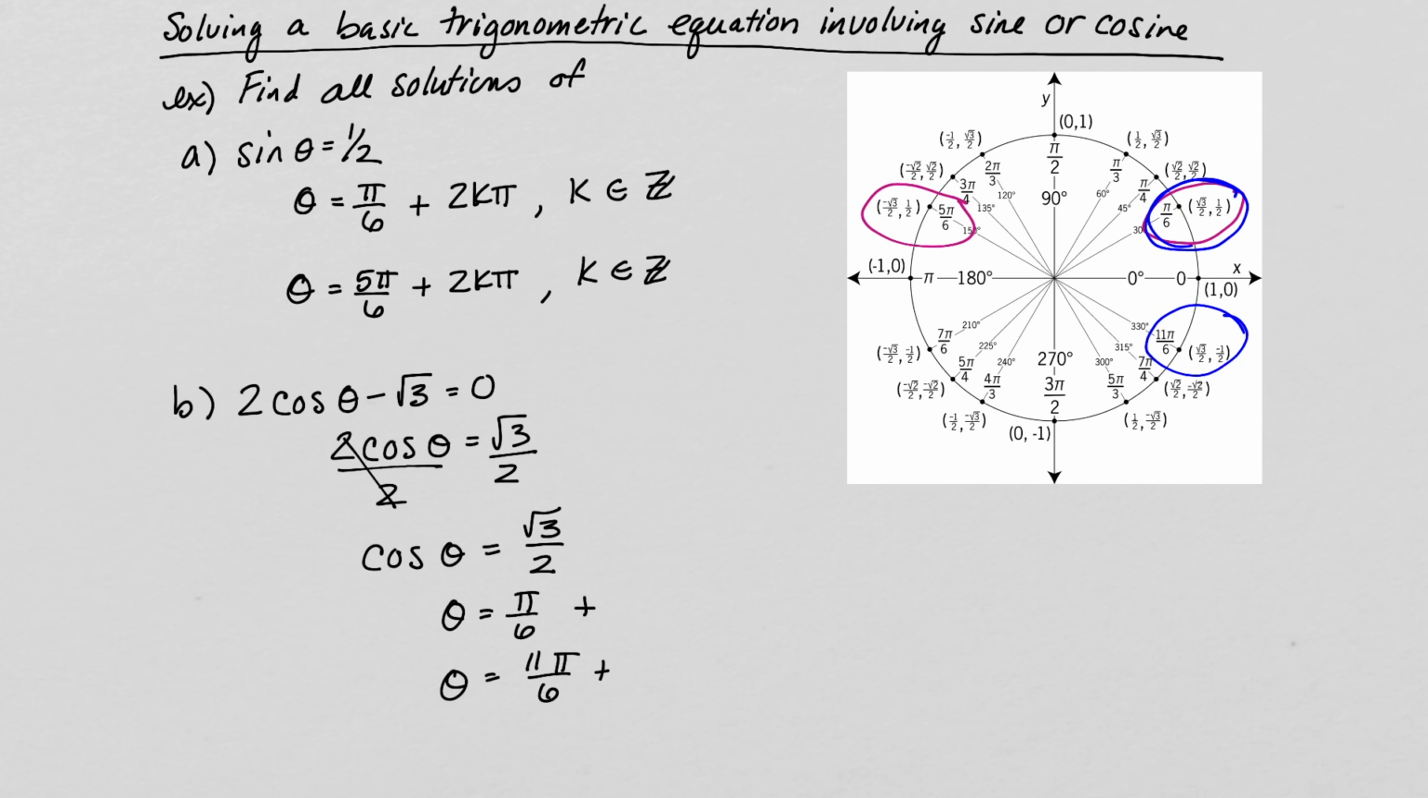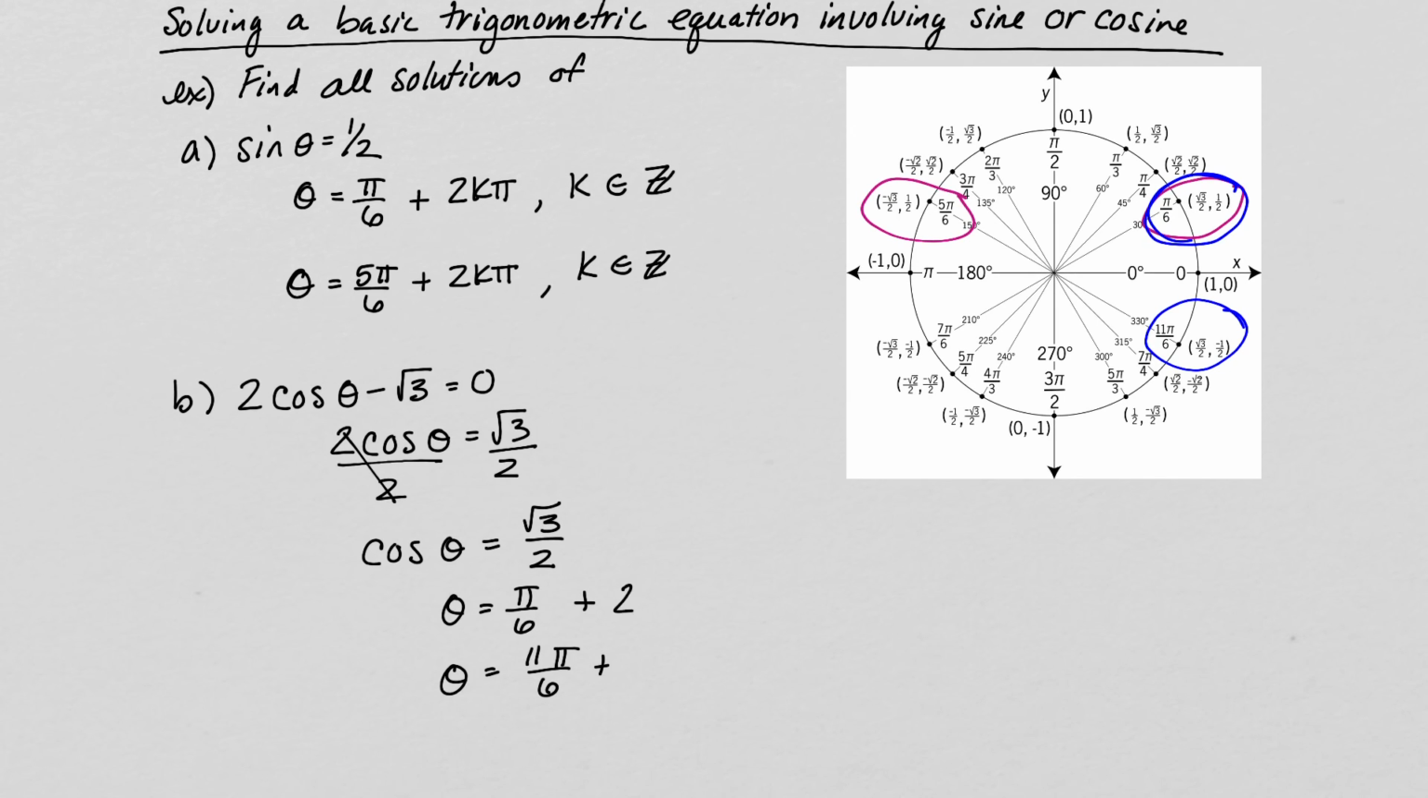And then since I wasn't given that interval, I have to add it on. So it's going to be plus 2k pi, where k is in the integers. So plus 2k pi, again, where k is in the integers. And so when you're not given an interval at the beginning of your problem, that's when you have to add on this plus 2k pi.